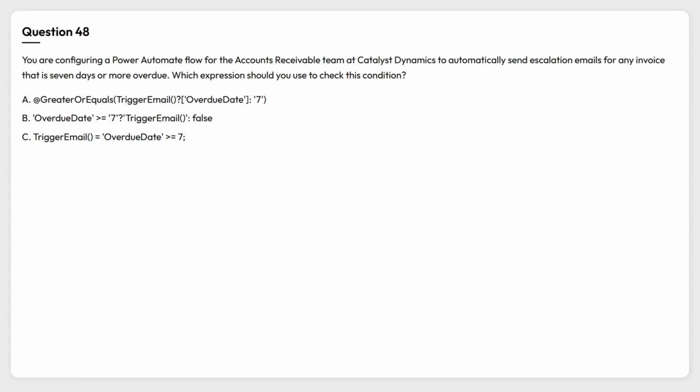Question number 48. You are configuring a Power Automate flow for the accounts receivable team at Catalyst Dynamics to automatically send escalation emails for any invoice that is 7 days or more overdue. Which expression should you use to check this condition? Option A, Option B, Option C. The correct answer is Option A.